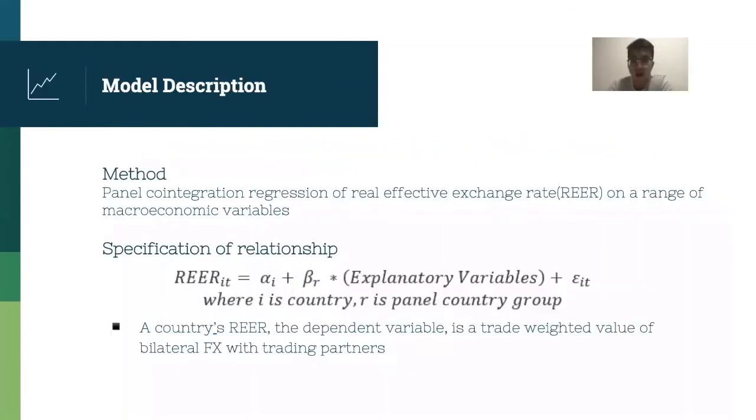Thanks, Yuwen. Here are the details of the model we developed in this project. The method we use is panel co-integration regression of the real effective exchange rate on a range of macroeconomic variables. The specific relationship is as shown in the formula. REER for country i at time t equals country i's fixed effect plus the panel coefficients times explanatory variables plus error terms. A country's REER, which is the dependent variable in this project, is a trade-weighted value of bilateral exchange rates with trading partners.